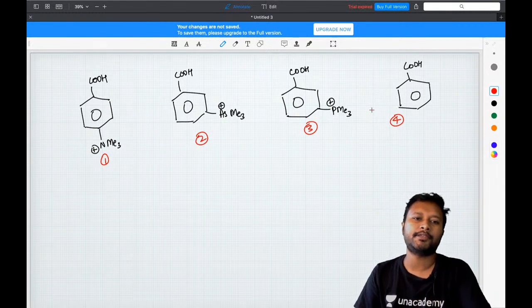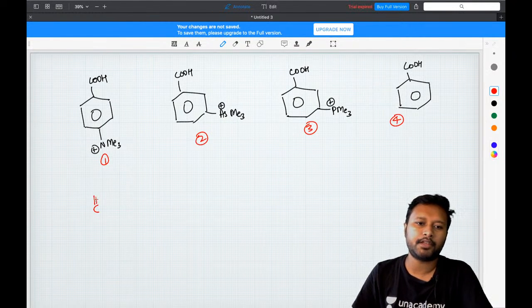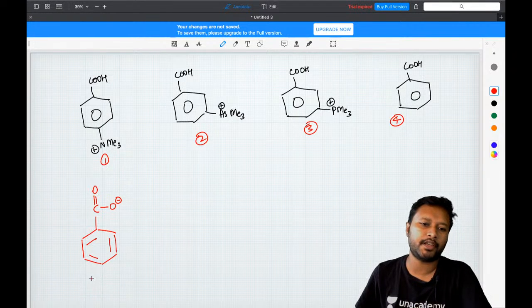Just tell me one thing: if I bring this particular thing COO minus, and if I look at this benzene ring, where will my charges be developed on the benzene ring? On what positions with respect to this COOH will I have electron rich centers on the benzene ring? Can anybody tell me? Okay, fine, let's do it.